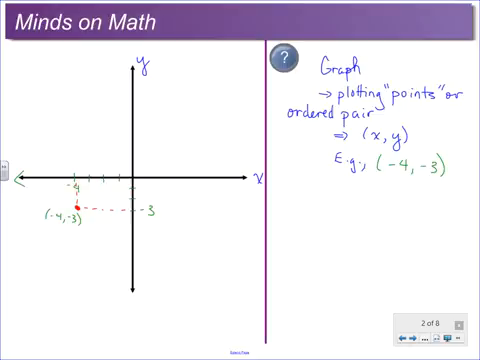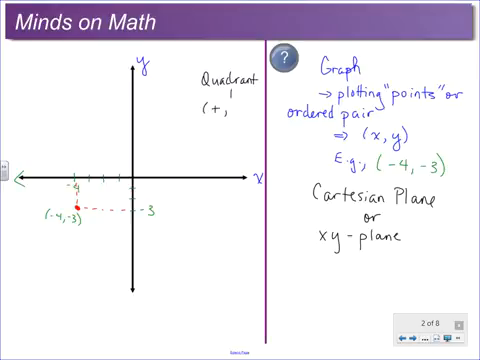The surface you're graphing this on is also known as the Cartesian plane. It's named after a mathematician. It's the Cartesian plane, or the XY plane, for graphing points in 2 dimensions. Other things you might have heard somewhere in the past is that there are 4 quadrants. This is known as quadrant 1, where x and y are both positive. So x is positive and y is positive.